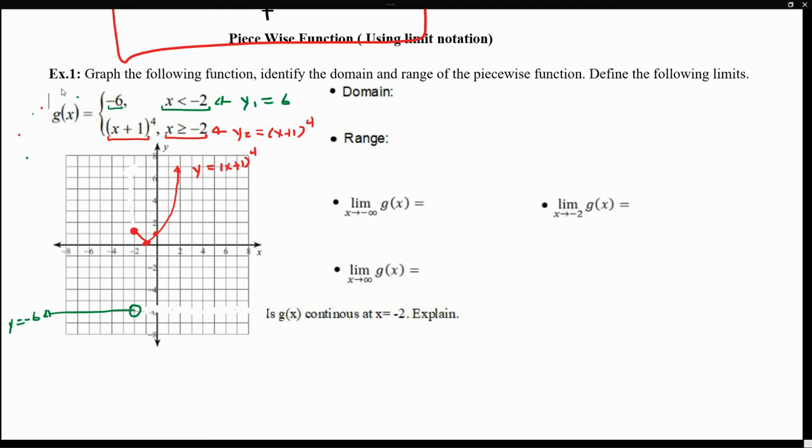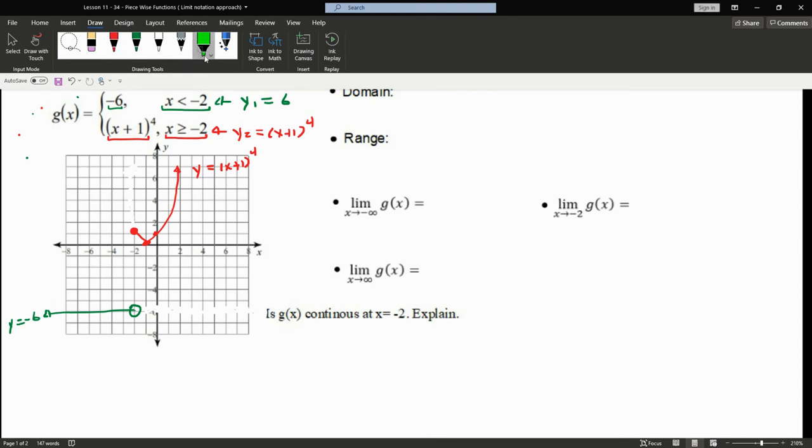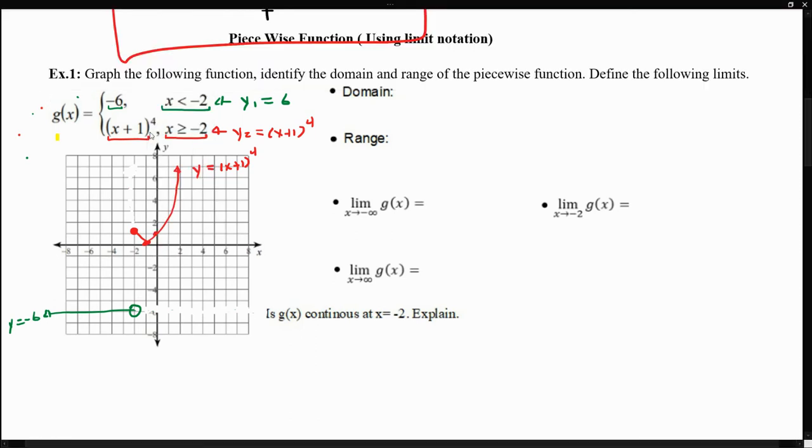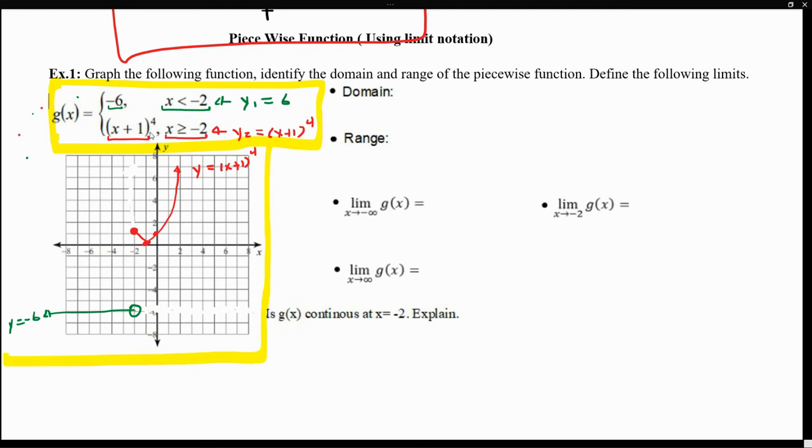So now this overall function, the combination of these two, is the actual picture of my piecewise function. Because again, the piecewise function itself is when we glue, or put together, all these little functions with their own little limitations. So the piecewise function is the overall graph that we have here, which is a combination of those two.